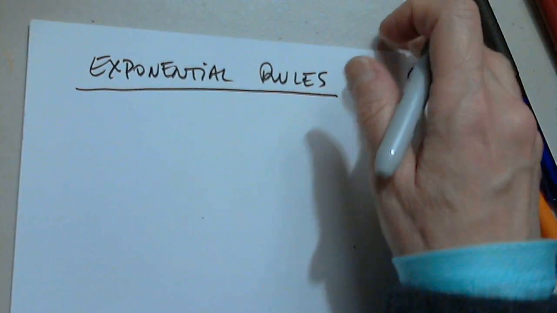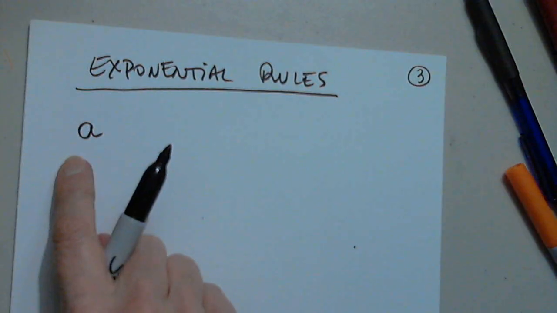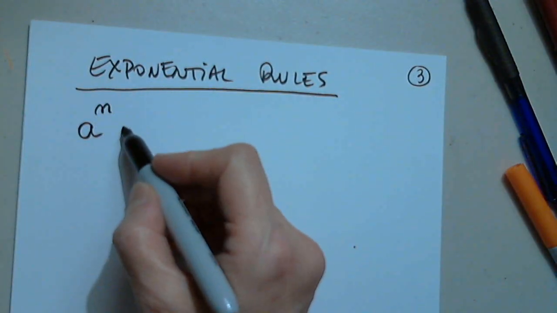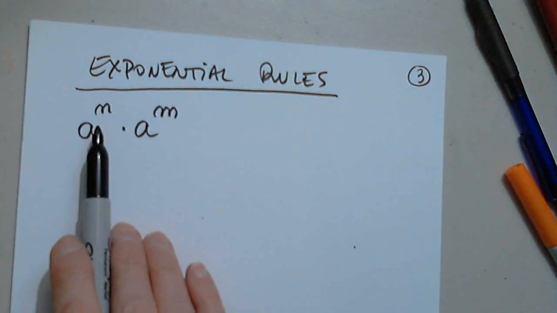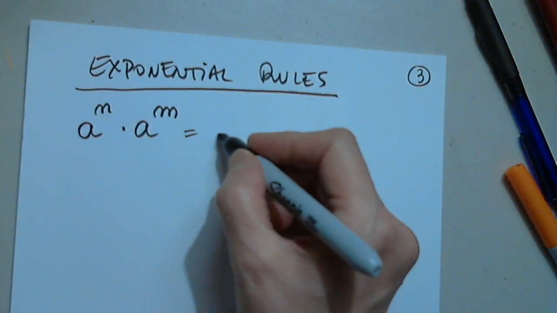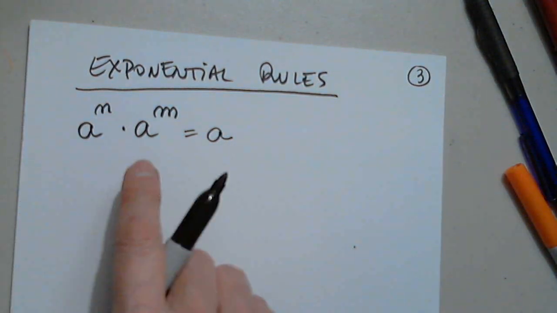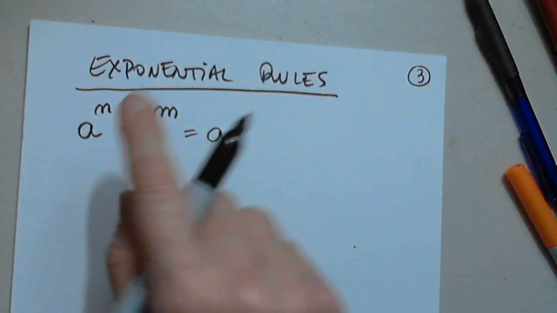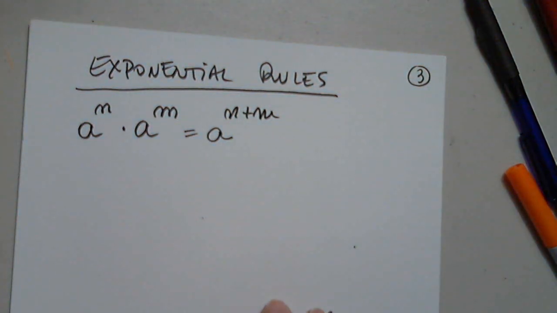There are many exponential rules. So for example, a raised to nth times a raised to mth. I know it's confusing, I'm sorry. 2 bubbles, 3 bubbles, n, m. We copy the base. We never touch the base. We don't multiply, we don't add, nothing. Just copy the base and add the exponents. N plus m.